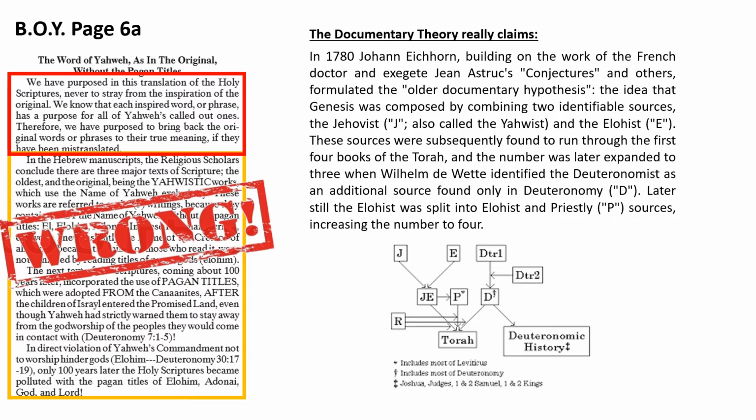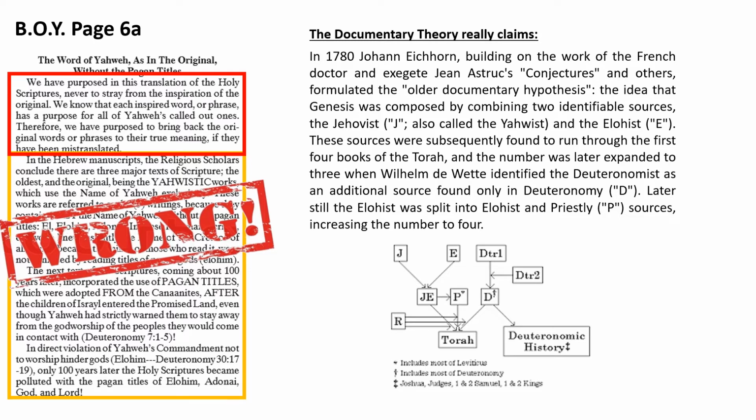Essentially, in 1780, a man by the name of Johann Eichhorn, building on the work of the French doctor and exegete Jean Astruc's conjectures, and others, formulated the older documentary hypothesis, the idea that Genesis was composed by combining two identifiable sources, the J source and also the E source. These sources were subsequently found to run through the first four books of the Torah, and the number was later expanded to three when W. M. L. de Wette identified the Deuteronomist as an additional source found only in Deuteronomy. Later still, the Elohist was split into Elohist and priestly sources, increasing the number to four.